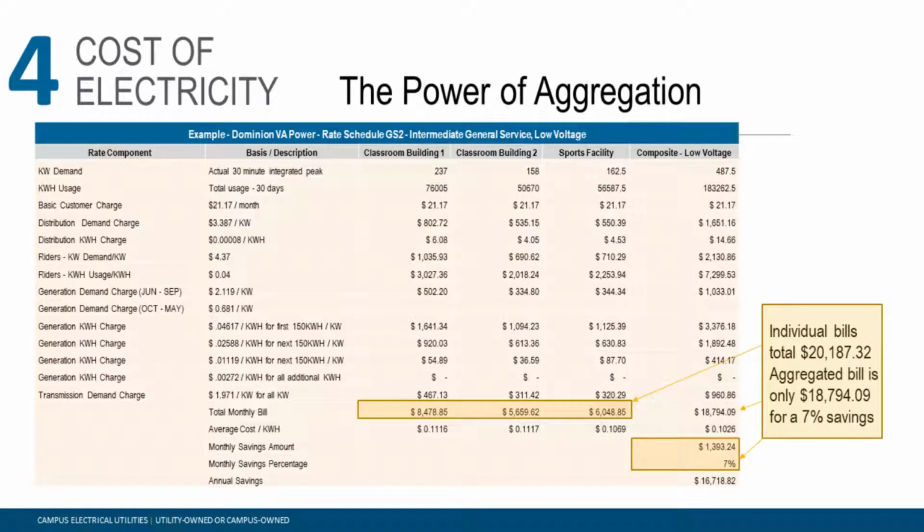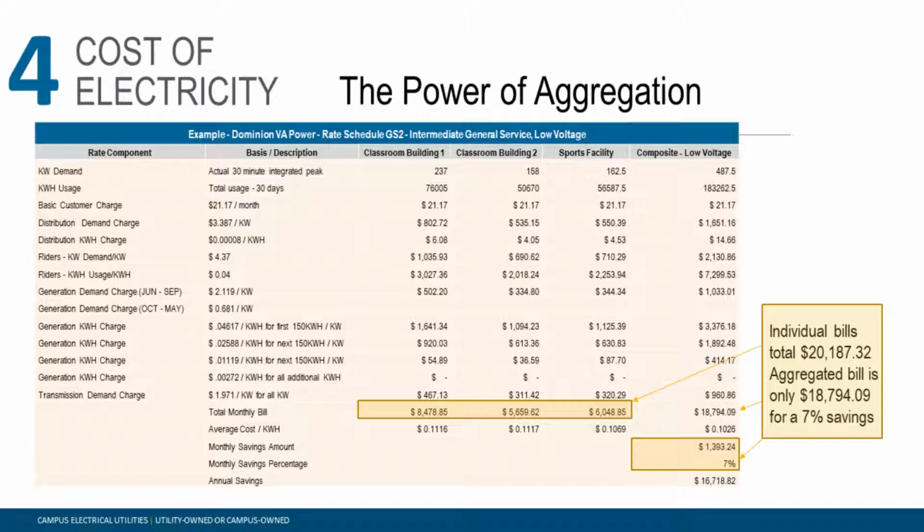This is a bit of an excerpt from a rate schedule. We've used one from Dominion Virginia Power, but most are fairly similar. We have a column on here for each of our buildings, and we also have a column for a composite. So what we did was we just added together the loads during the day that were represented by that green line and pretended we had a single meter. We're using the same rate schedule for all these comparisons.